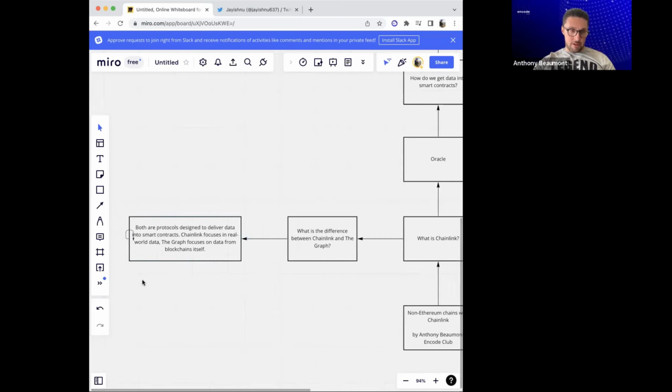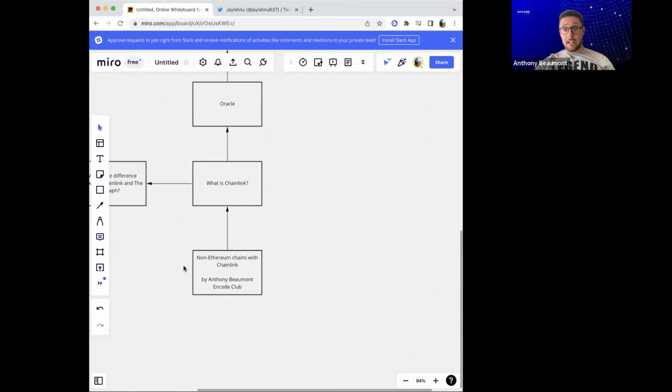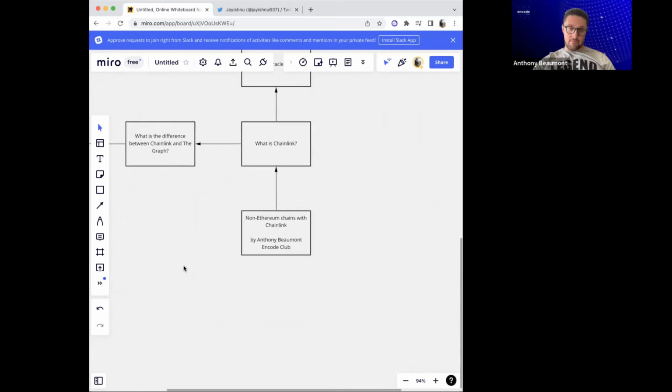I've also got a very odd squiggly little thing here, which I'm going to delete. So that's a little introduction to Chainlink for those of you who didn't know.